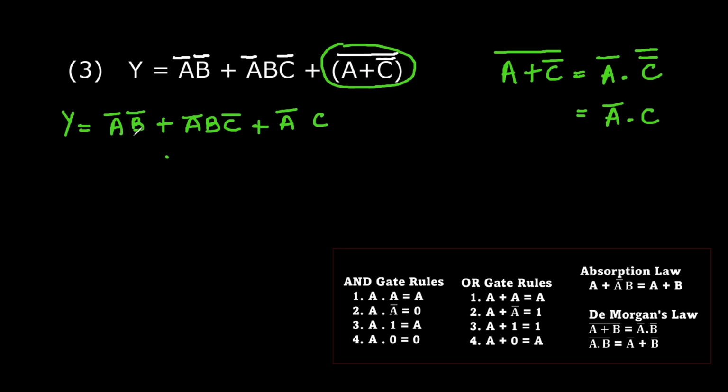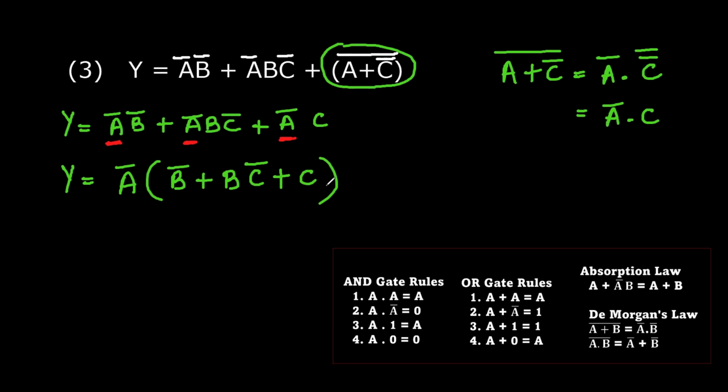I do see some common terms. So you have not A over here, you have not A over here, and you have another not A over here. So we can actually combine all of these together and simplify this further. And you will be getting Y, your not A is the common term, open a bracket, not B, or let me just erase this dot off, and B, not C, plus C. So that is exactly what you have here.